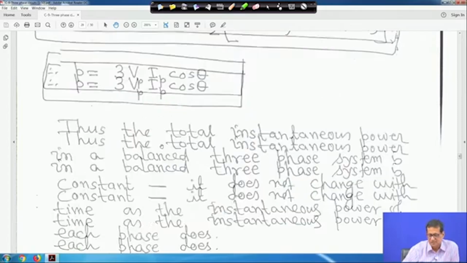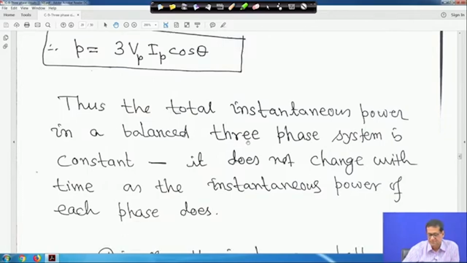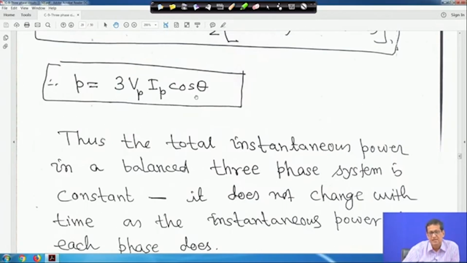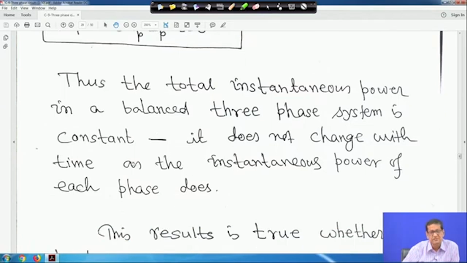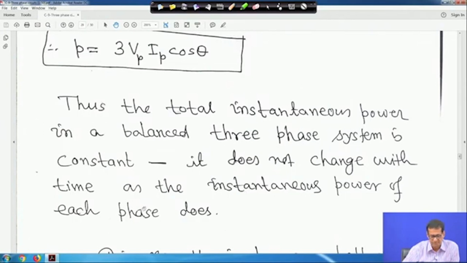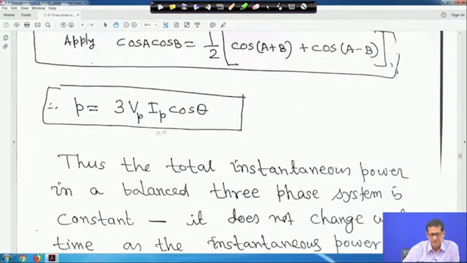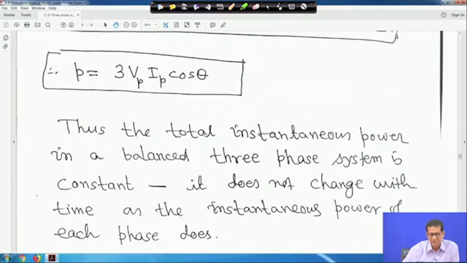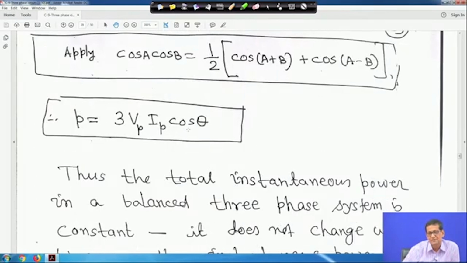Thus the total instantaneous power in a balanced three phase system is constant. That means it is time invariant, it is not a function of time, right. The system power is constant, it does not change with time as the instantaneous power of each phase does. For each phase it does, but for three phase if you put it together, it will be 3 Vp Ip cos theta. So, it is independent of time, right.